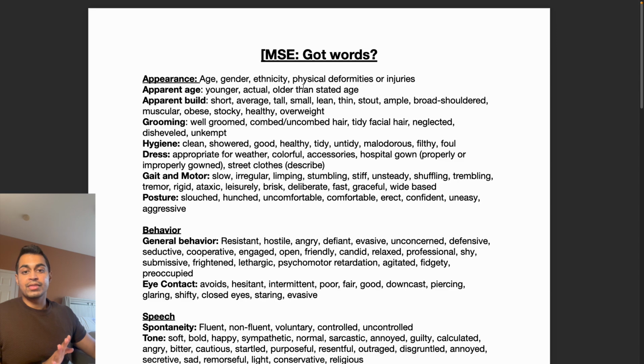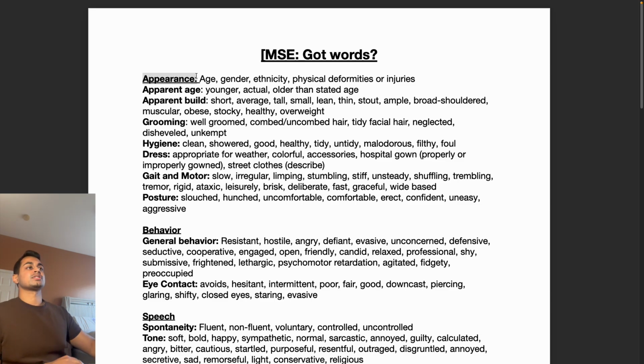So this is a document that I got from someone else. I forgot exactly where, but I would strongly recommend looking up MSE word list or kind of copying this down, because I would have this document open on my phone or printed out. And basically, once I knew what all this meant, I would plug and chug all this in, and it would give a better idea of our objective findings about the patient.